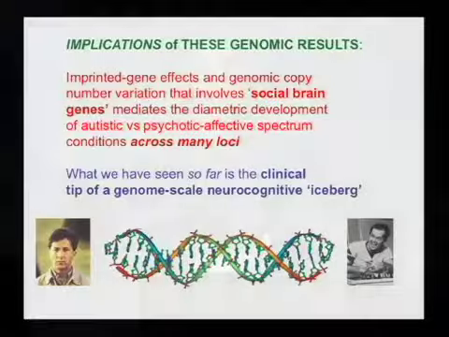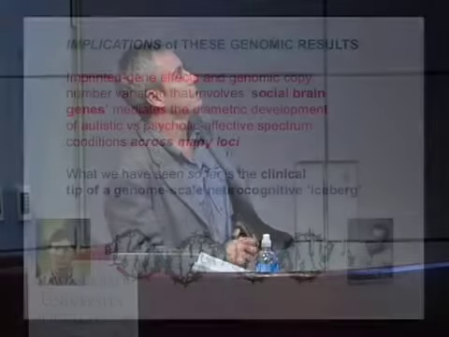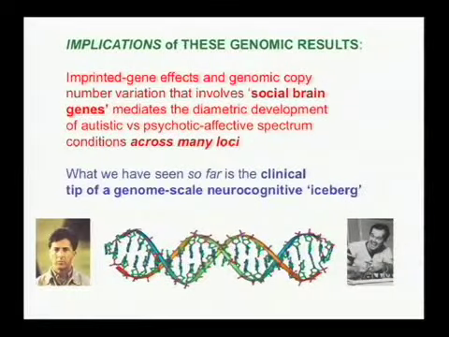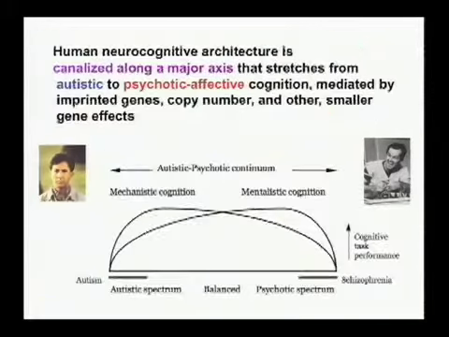What does all of this mean? Tell you what I think it means. Imprinted gene effects, genomic copy number variation that involves these social brain genes that are expected to be found throughout our genome. These large-scale variations mediate the diametric development of autistic spectrum conditions on one hand versus psychotic spectrum conditions on the other. And we've seen all of these large-scale, big phenotypic effects. There should be all sorts of much smaller effects from smaller genomic alterations that we just haven't looked for yet. So what we have seen should be the clinical tip of a genome scale neurocognitive iceberg.